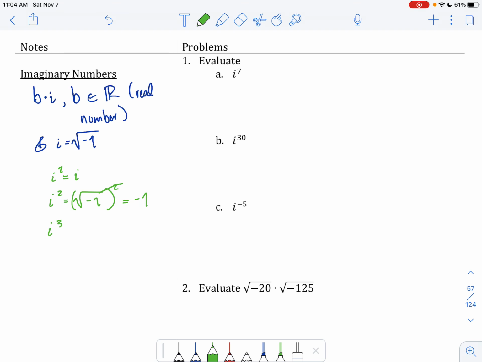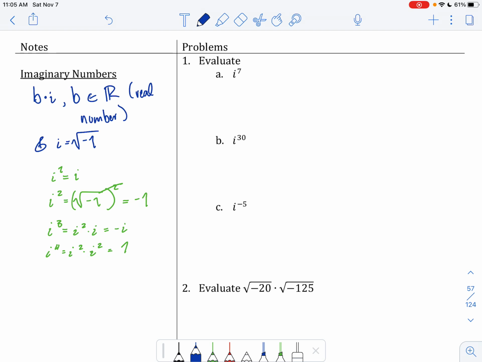So for example, i to the third would be i squared times i, using our rules of exponents, so that's -i. i to the fourth is i squared times i squared, which is -1 times -1, which is 1. And with these four basics, you can just keep building up.